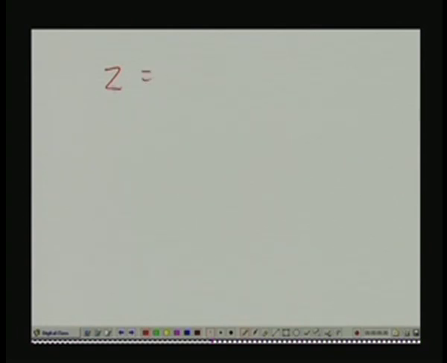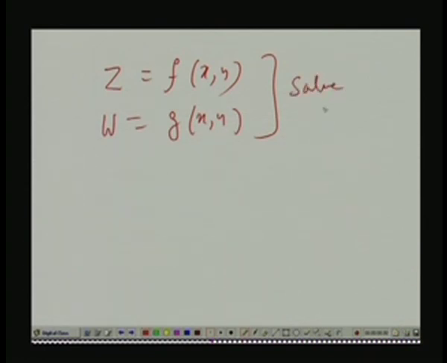Here, suppose capital Z is given and capital W is given, you solve them, you get solutions like x1 y1, x2 y2, dot dot dot, xn yn, dot dot dot. So for x equal to x1 and y equal to y1, this is satisfied: f of x1 y1 is z, g of x1 y1 is w. Similarly, f of x2 y2 is z, g of x2 y2 is w, and likewise.